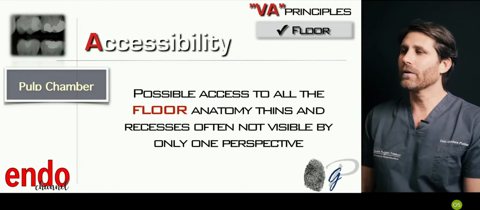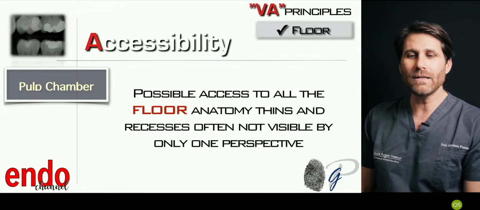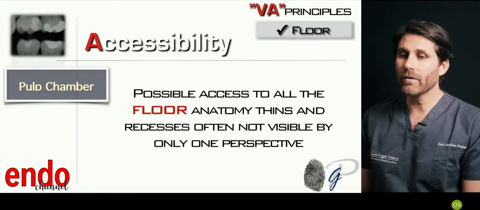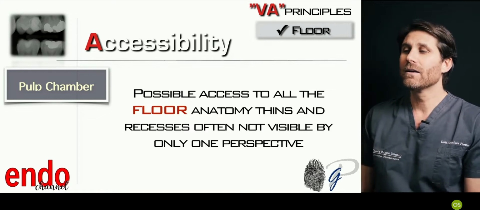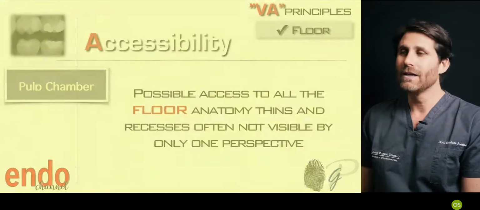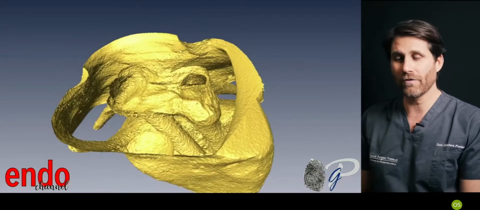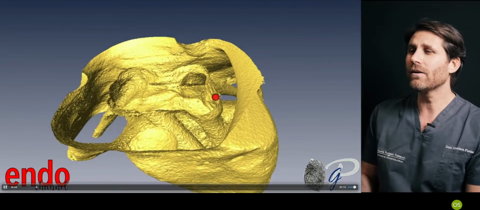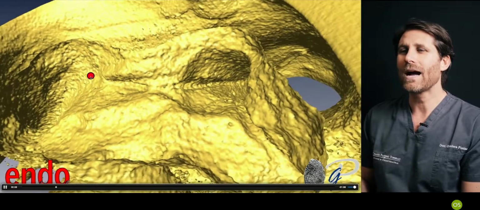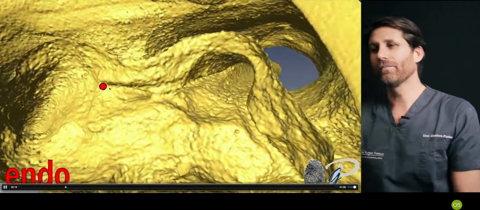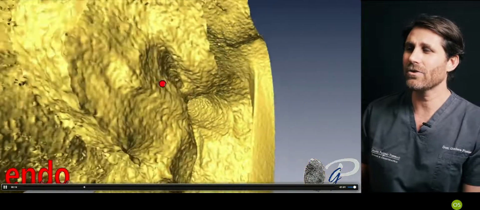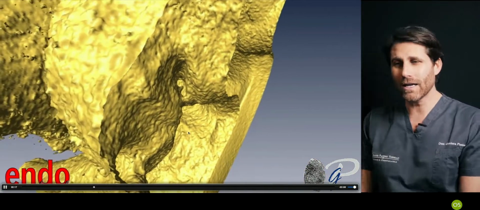So we need accessibility and possible access to all the floor anatomy, to all recesses, even those that are not visible from only one perspective. For example, in this three-dimensional reconstruction of this upper molar, the distal part of the tooth has the distal buccal root canal and has this accessory anatomy that can be accessed from the palatal side, and then it's like accessory canals merging into the distal buccal canal there.